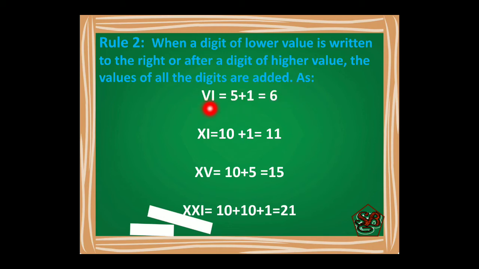Now here we are writing two symbols, that is V and I. V stands for 5 and I stands for 1. Out of this, 5 is bigger. So we will concentrate on 5, and we will see whether the other number is towards the left or right. If the smaller number is towards the right hand side, we add them. That means 5 plus 1 is 6. So the value of VI is 6.